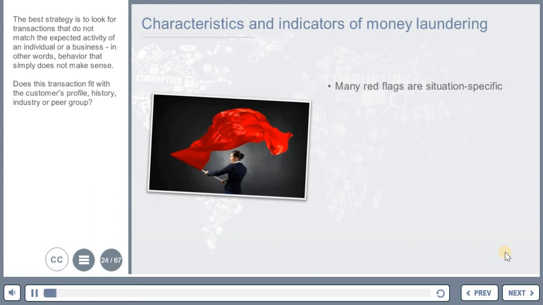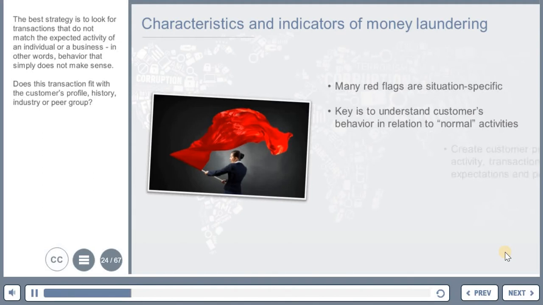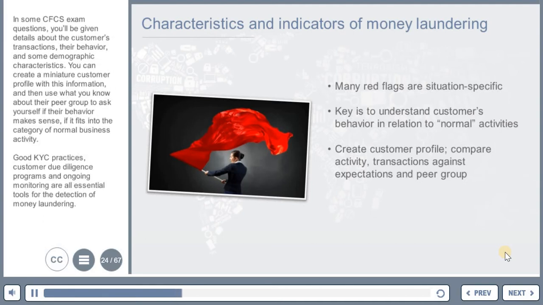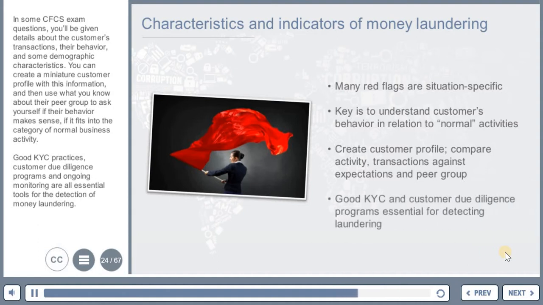The best strategy is to look for transactions that don't match the expected activity of an individual or a business. In other words, behavior that simply doesn't make sense. Does this transaction fit with the customer's profile, history, industry, or peer group? In some CFCS exam questions, you'll be given details about the customer's transactions, their behavior, and some demographic characteristics. You can create a miniature customer profile with this information, and then use what you know about their peer group to ask yourself if their behavior makes sense, if it fits into the category of normal business activity. Good KYC practices, customer due diligence programs, and ongoing monitoring are all essential tools for the detection of money laundering.